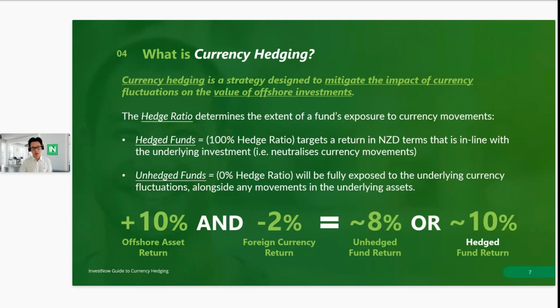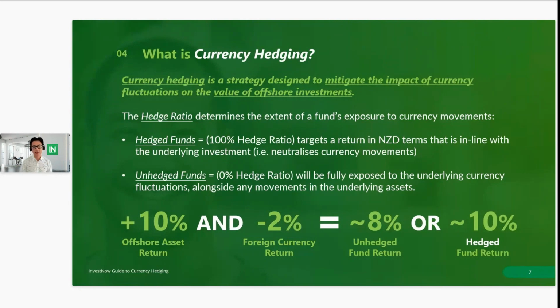So the hedge ratio will determine the extent of a fund's exposure to currency movements. A fully hedged fund would have a hedge ratio of 100%, and that will target a return in New Zealand dollar terms that is in line with the underlying investment. So in the example we used before, a 10% return in the S&P 500 would be a hedged return of 10% in New Zealand dollar terms as well.